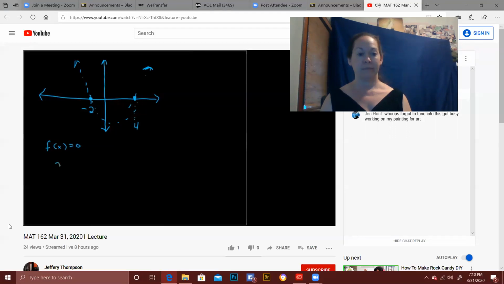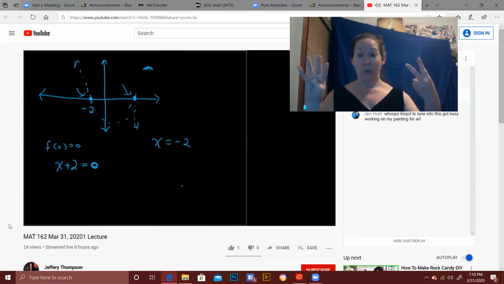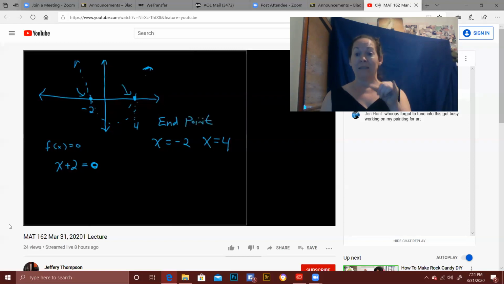So I have x plus 2 equals 0. Well, what happens if I put in -2 for x? I get 0. So where did this come from? Oh, wait, these are my x values. So I could say x equals -2 and x equals 4. And if we notice, this is where I ended when I solved a parabola. This was my end point. So we're going backwards. We're going to reverse this process.